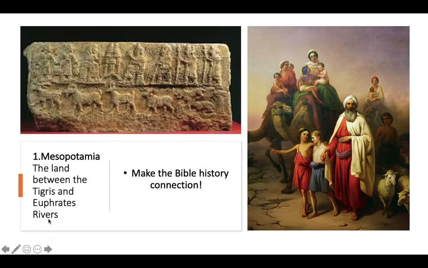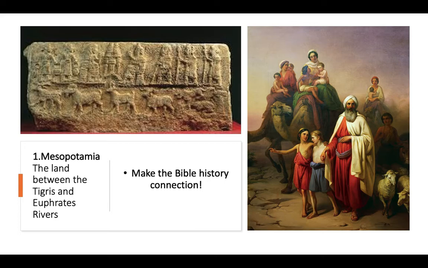We're going to start with an ancient civilization called Mesopotamia. And this one is one you actually should be a little familiar with. This is the people that lived in the land between the Tigris and the Euphrates rivers. And this is a Bible history connection. So if you are remembering those rivers from studying Abraham, then you are on the right track.